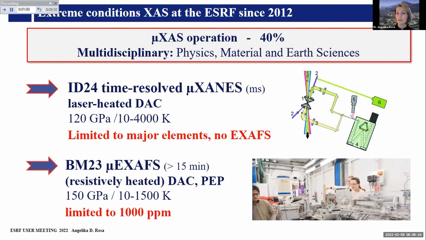At BM23, in turn, we could acquire very high quality XRF data. However, we were limited in the temperature range and also in the dilution levels that we could reach. Now I just want to point out it is very important to study trace elements at their relevant dilution levels, because only like this we ensure that they do not influence the properties and the observed processes.